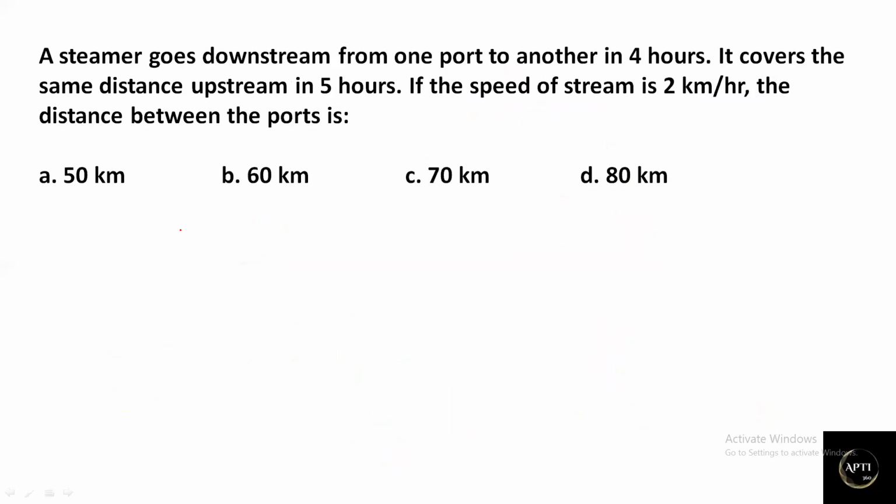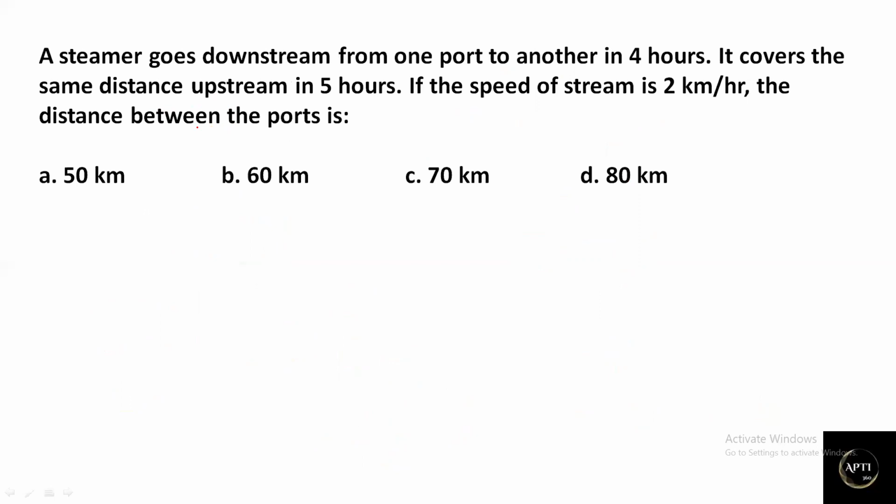A steamer goes downstream from one port to another in 4 hours. Here they have given the distance from one point to another. He goes in 4 hours, and it covers the same distance upstream in 5 hours. If the speed of the stream is 2 kilometers per hour, find the distance between the ports.